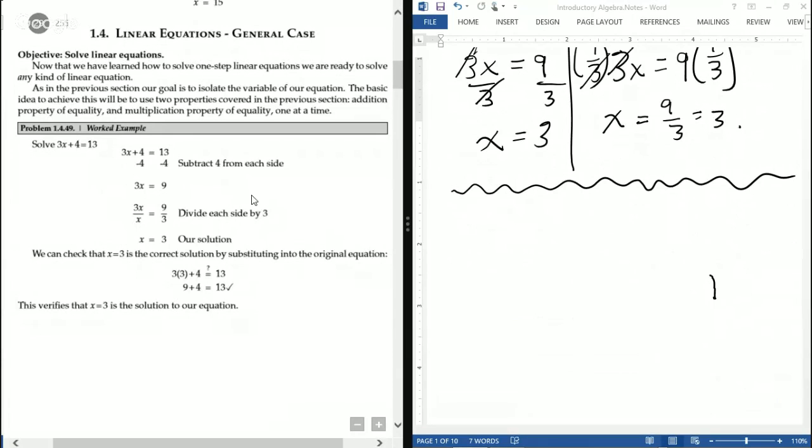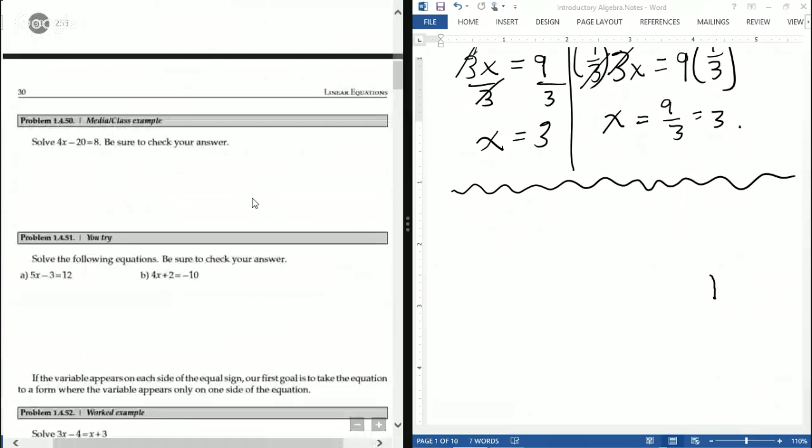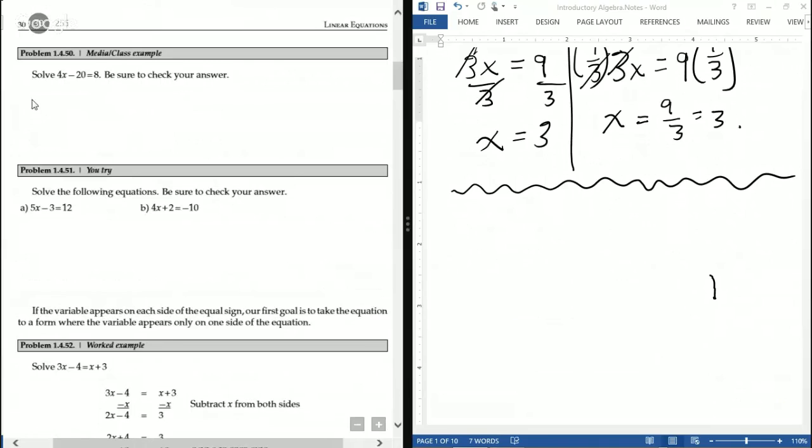Okay, let's move on in the book. So we have our first problem. It says solve 4x minus 20 equals 8. Be sure to check your answer. So I'm going to come over here now.